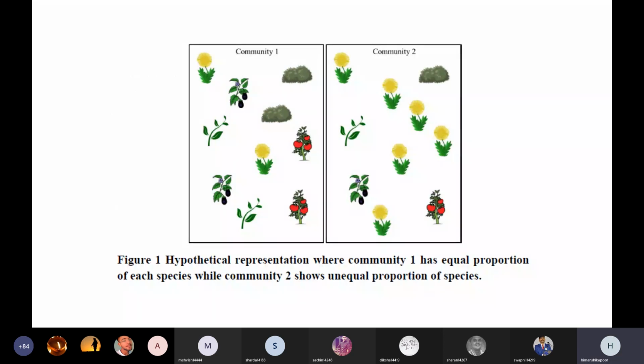So this is an example. Here you can see that the abundance of sunflower is more in the community. This example was just included to tell you about abundance. Compared to all the other species, this is flourishing more, so it is relatively more abundant in the community. Whereas in community 1, there is species evenness. You can see almost all species are present in the same numbers.